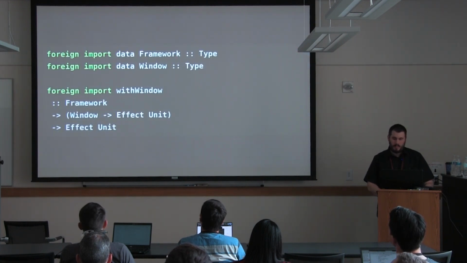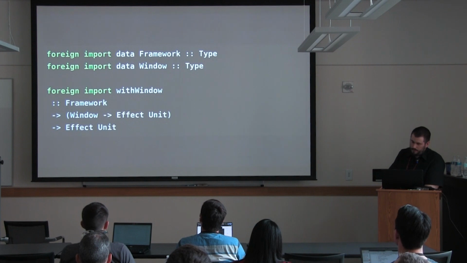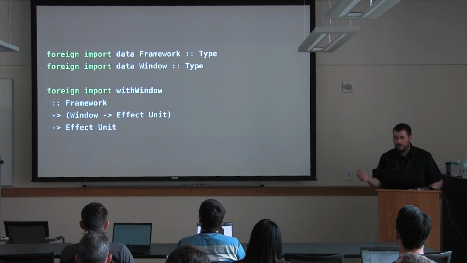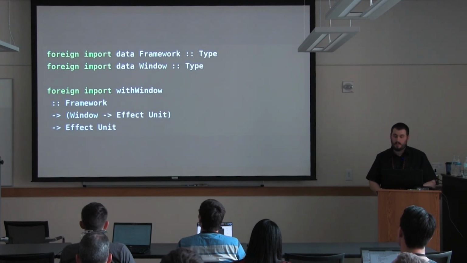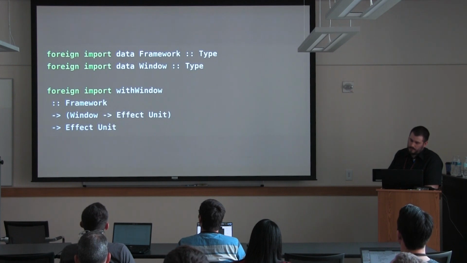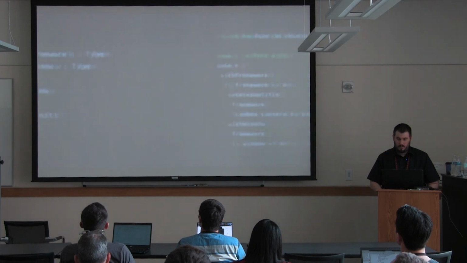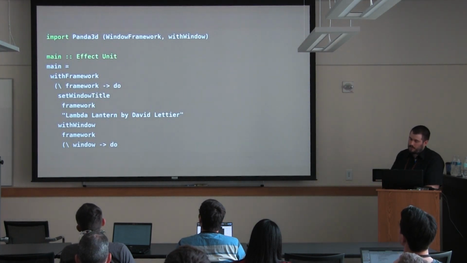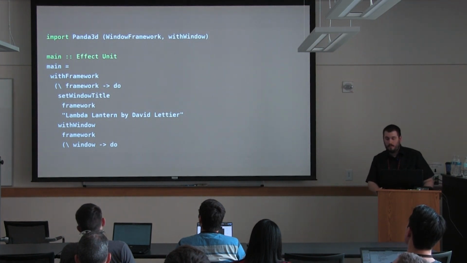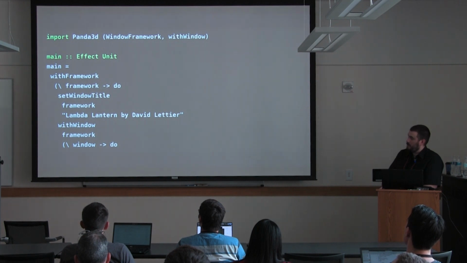So on the PureScript side, I import two data types, framework and window. I import the withWindow function, which takes a framework, a function, and performs some effectful action, returning no information or unit. The accepted function accepts the window, performs some effectful action, and also returns no information or unit. Here you see withWindow being used in the actual game logic. I pass it the framework and a function that accepts the window, performs some effectful action, and returns no information. So similar thing here, I also have with framework, which works somewhat similarly, and then I also set the window, and then we go into with window, and it runs the callback.